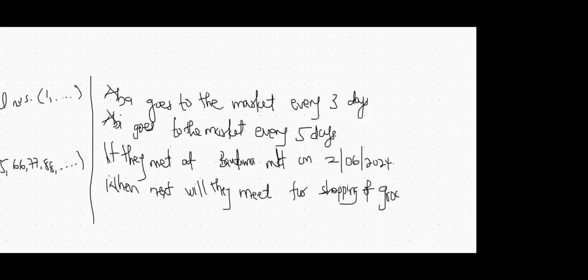Is the question clearer first to understand? Yes. So Abba goes to the market every 3 days. Abby goes to the market every 5 days. If they met at Bantama Market on 2nd June 2024, when next would they meet for shopping of groceries? So this is a typical question of multiples. Can you see they are testing you on multiples?